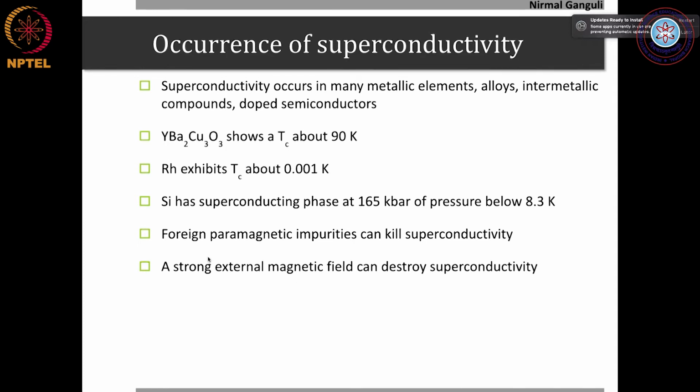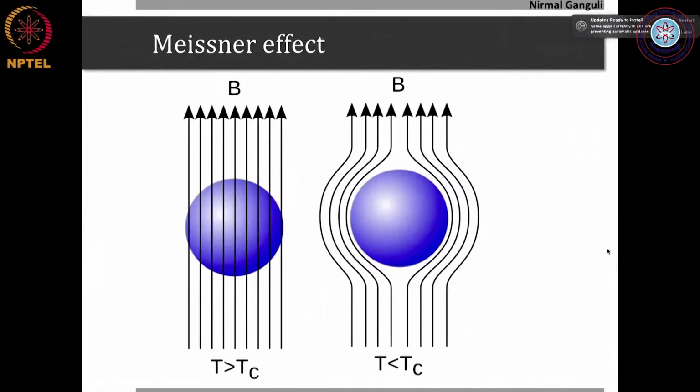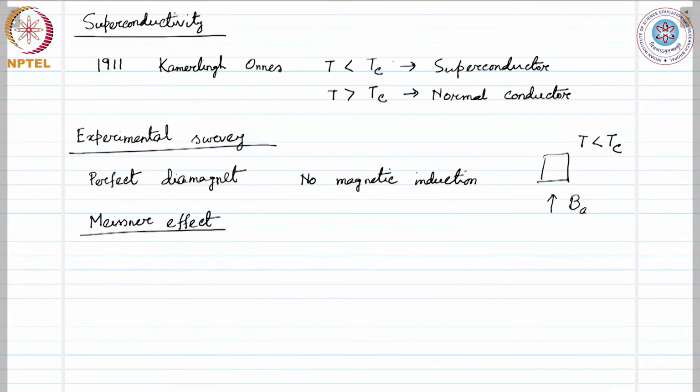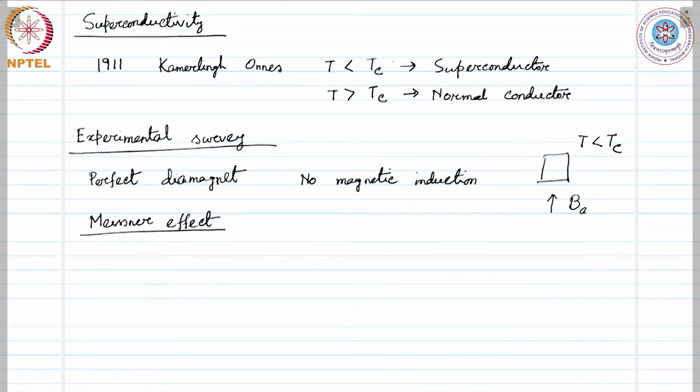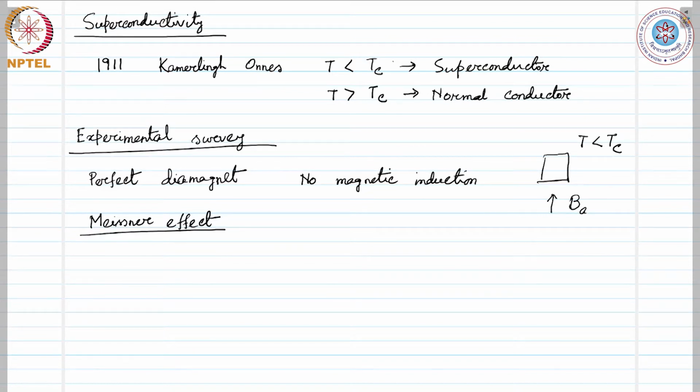Foreign paramagnetic impurities can destroy superconductivity, and a strong external magnetic field can also destroy superconductivity. And this is the Meissner effect that we were talking about. If we have the temperature above the critical temperature, the magnetic field passes through this blue material, and as soon as we bring this temperature below Tc by cooling the material, the magnetic field is expelled. The field lines move outside the material; it cannot penetrate through the material. The Meissner effect shows that a bulk superconductor behaves as if the magnetic field is 0 inside the specimen.